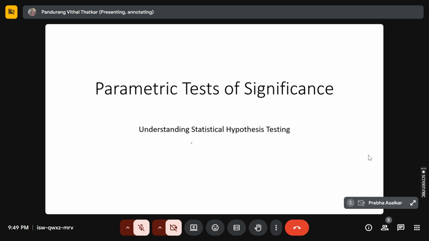So as I already studied, in statistics, there are two types of tests of significance, parametric and non-parametric. The parametric test of significance needs some assumptions about the distribution of data. And when these assumptions hold, we can use a parametric test. And if any of the assumptions doesn't hold, we can go for a non-parametric test of significance.